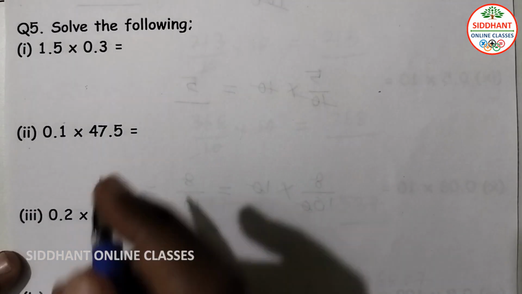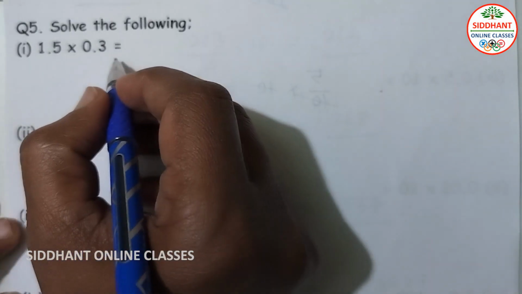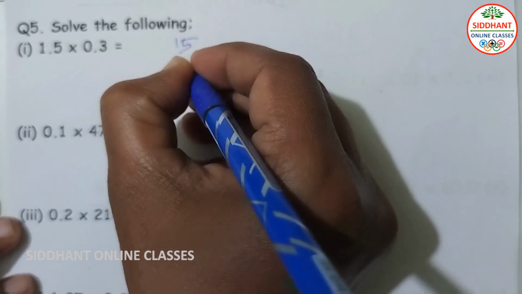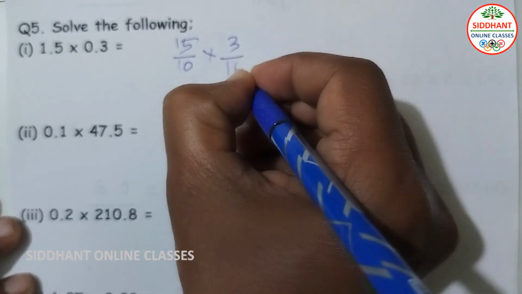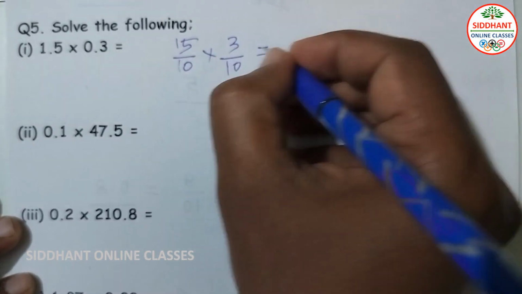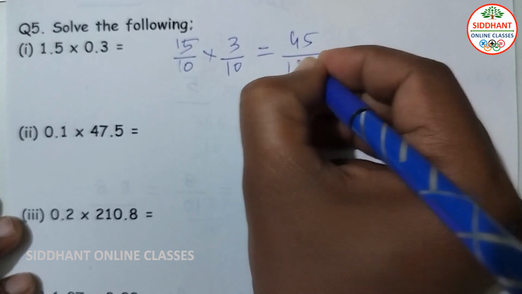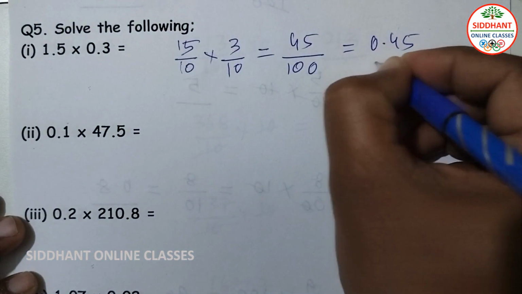Question number 5. Solve the following. First one, 1.5 into 0.3. So 1.5 can be written as 15 by 10 into 3 by 10. That equal to 15 into 3, that is 45. 10 into 10, 100. That equal to 0.45.